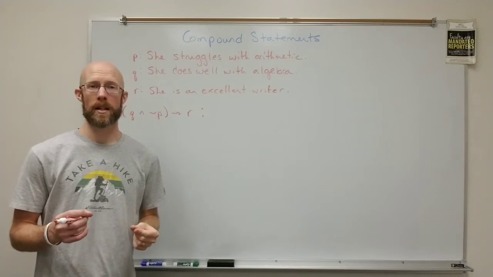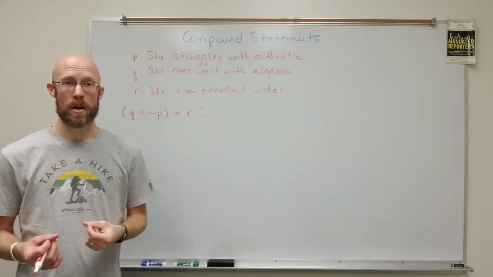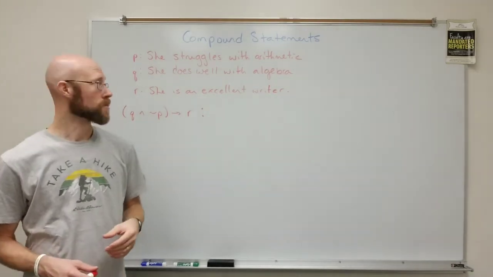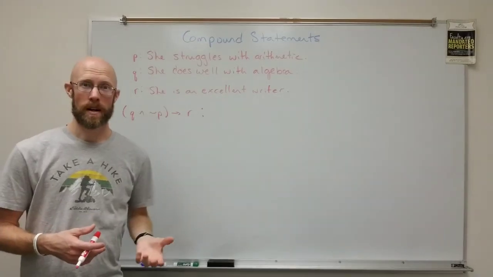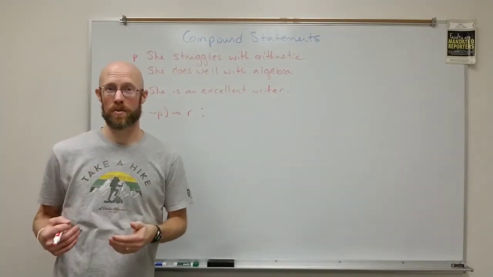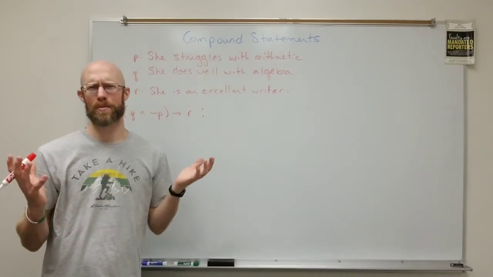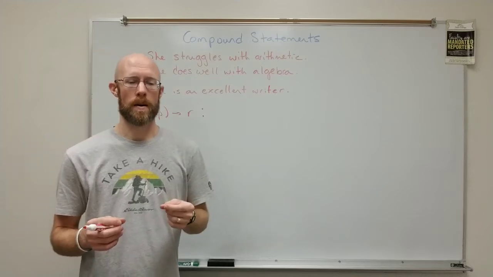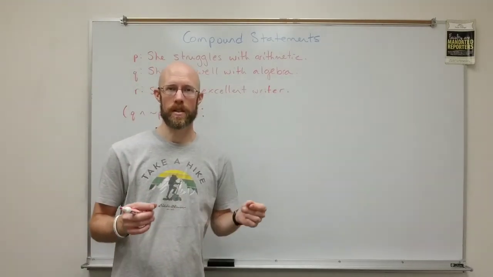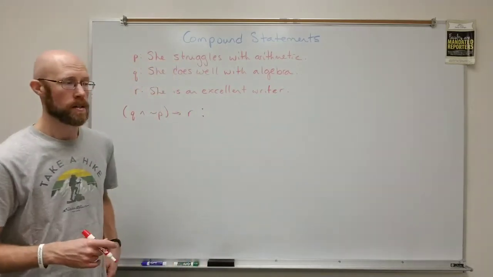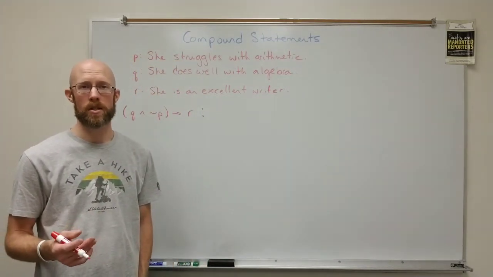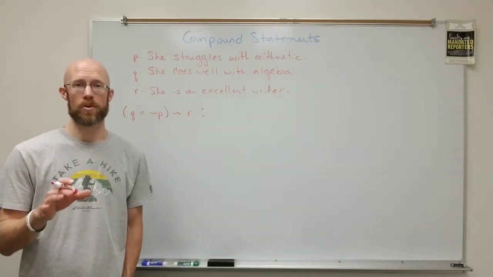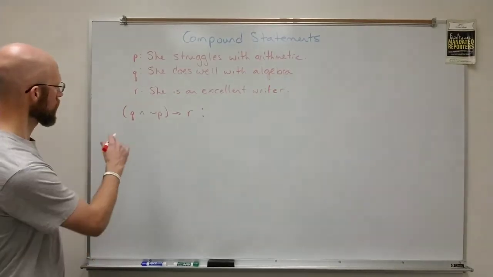Again, remember, we're not looking for whether they are true or false. We're not really even looking to see if they even really make sense. Like, you could say, if she struggles with arithmetic, then she's a good writer or something. That doesn't really connect, but I'm not really looking for that. I really just want to get the translation of the compound statement down, okay? Later on in future sections, we'll deal with the truth or false value of those statements, okay? So right now, let's just look at this one.